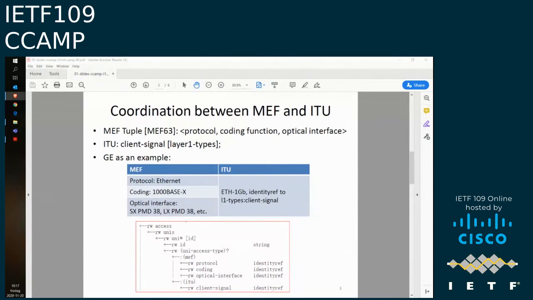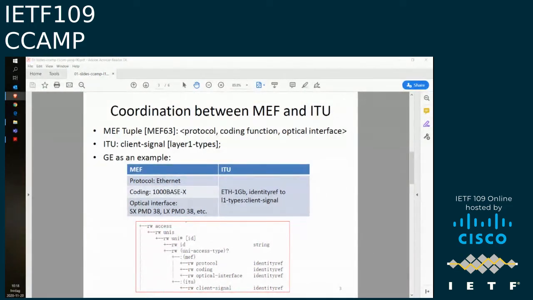So for the MEF, there is a 3-tuple. We are using Gigabit Ethernet as an example. For Gigabit Ethernet, MEF specifies its protocol as Ethernet, and the coding function is 1000BASE-X. And for the optical interface, there are a few different options which are specified in the IEEE recommendations, including the SX PMD, LX PMD, and so on.